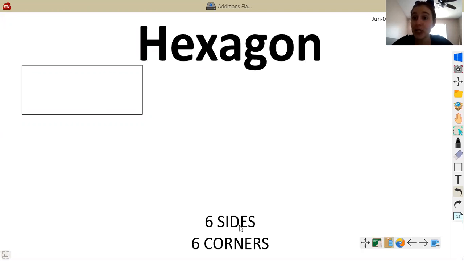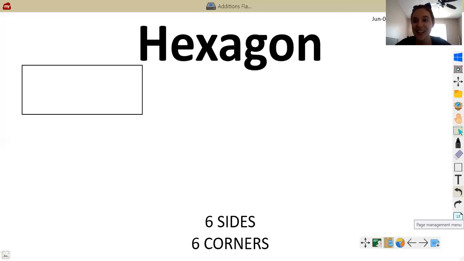What I want you to do, just like we did for the square and the triangle, the first thing you're going to do is draw your corners. So remember, you're going to have 6 corners, which means you're going to have 6 dots. And then you are going to connect your dots with your 6 sides. Go ahead and pause the video and try your best to draw a hexagon, first starting with the corners and then draw the sides.